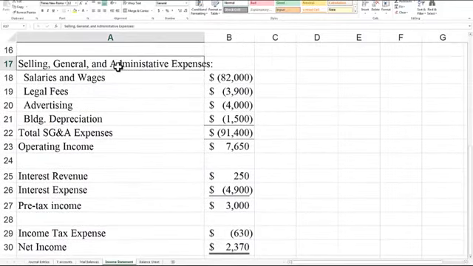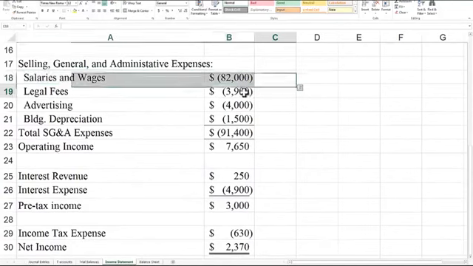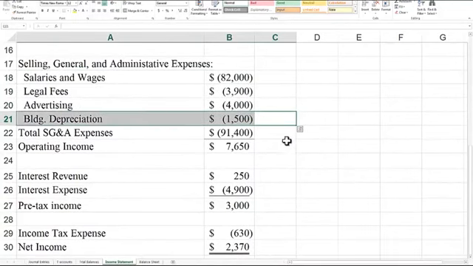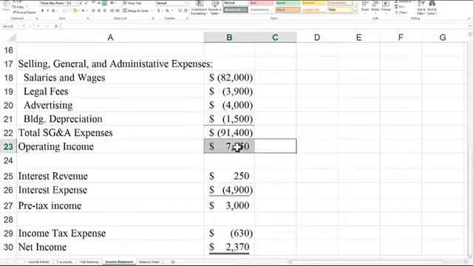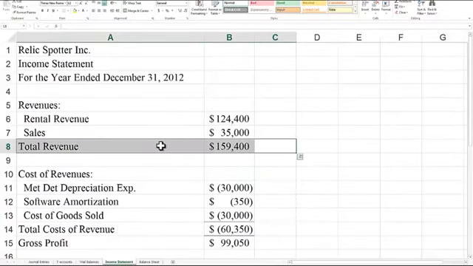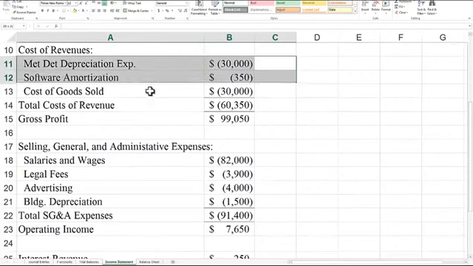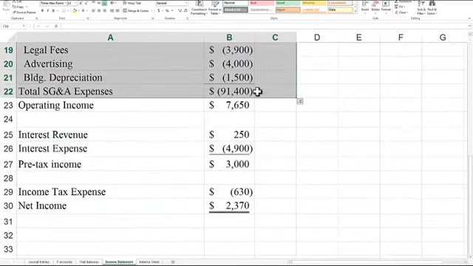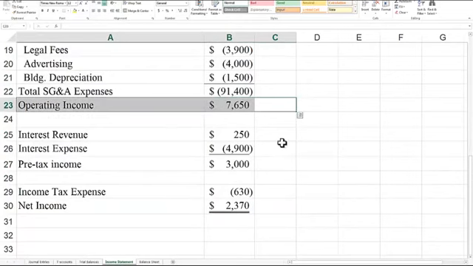Then we take off selling, general, and administrative expenses. So these are the period costs: salaries and wages, legal fees, advertising, and building depreciation. That gives us total SG&A. And then our operating income. And operating income is the profitability of our core business. Was the pricing of our product and service high enough to cover all the product costs for our core business and all the period costs? And in this case, it was.